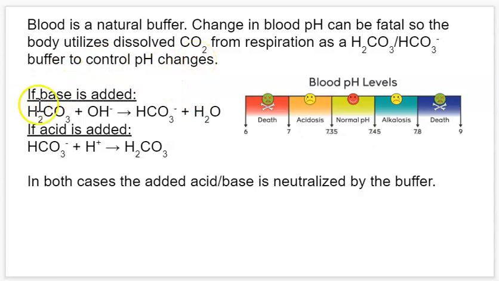For example, if we ended up with base in our blood, the carbonic acid would neutralize it by donating a hydrogen ion to it to produce the conjugate base and a water molecule. And then if acid was added, if hydrogen ions were added to the blood, the conjugate base of the carbonic acid would neutralize the hydrogen ion by absorbing it and making more carbonic acid. So you can see in both of these cases, the added acid or base is neutralized by the buffer.